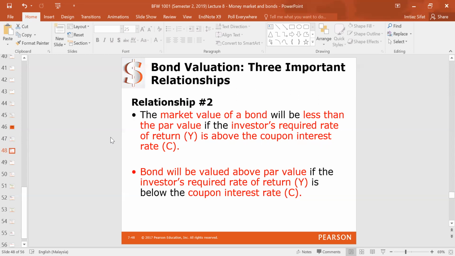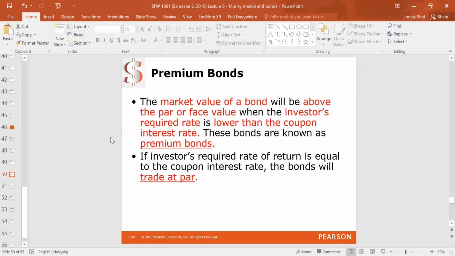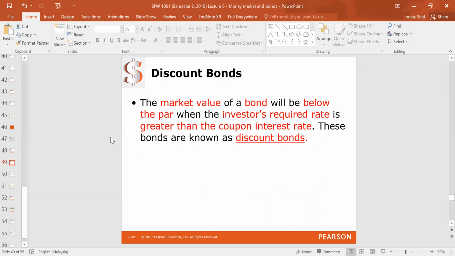It just so happens that markets have different names for these different kinds of bonds. When the market value of a bond is more than its par value, meaning you're paying a little bit of a premium, you're paying more, that bond is called a premium bond. On the other hand, when the market value of the bond is less than its par value, that bond is called a discount bond. So what differentiates them?